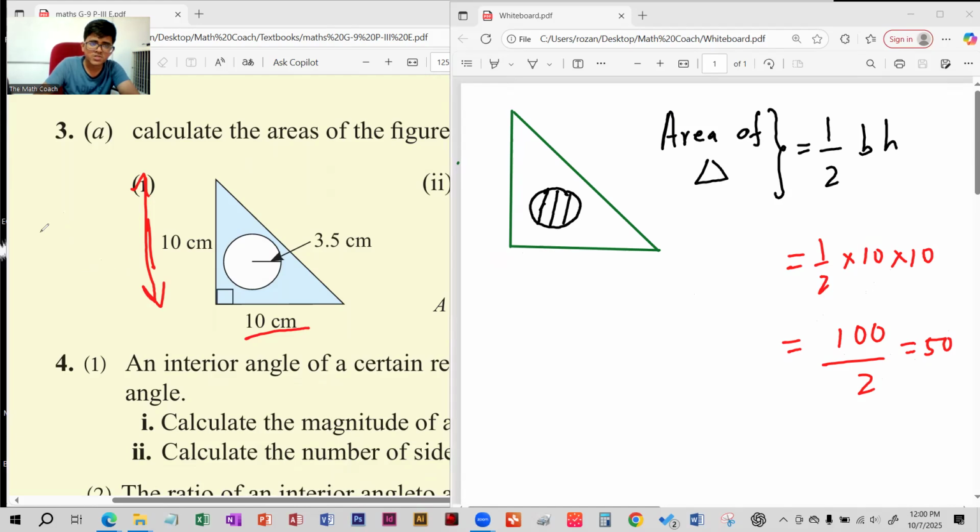Units are important in mathematics as well as in science subjects like physics and chemistry. We need those units. So the answer is 50, and the units are centimeter squared.